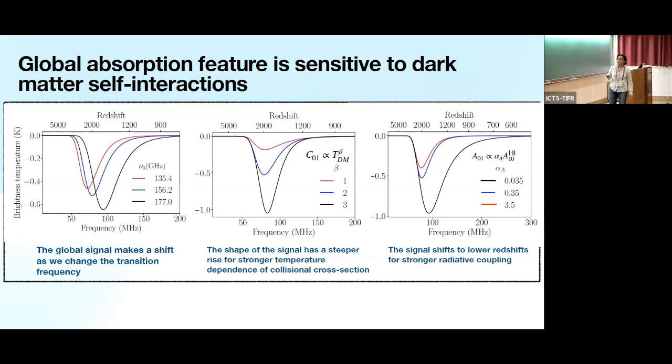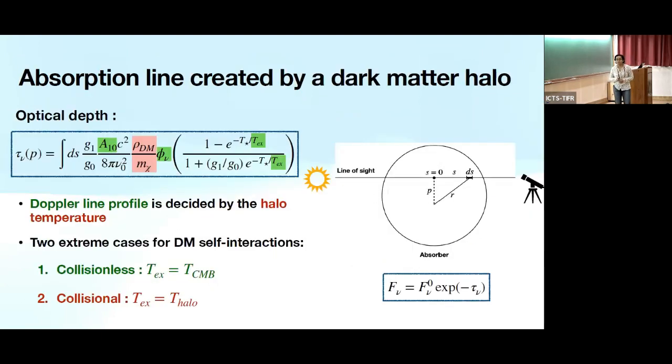Here I'm just showing that if we change the splitting between the two energy levels, the signal changes. And it is also a function of what the collisional coupling of dark matter would be. If the temperature dependence is steeper, then the signal becomes steeper. And it also depends on coupling to photons. If the coupling is stronger, then the signal will vanish quicker. So this is what happens when you have CMB, but we also have compact sources.